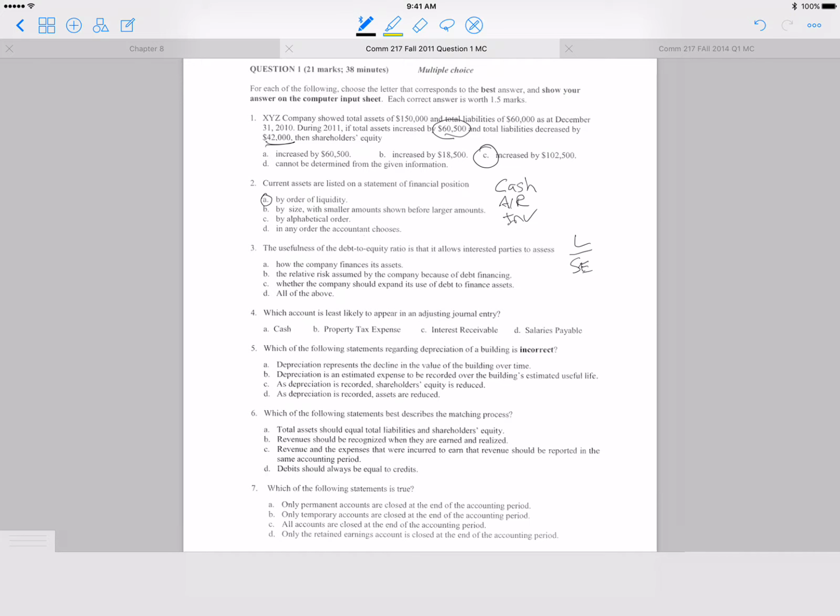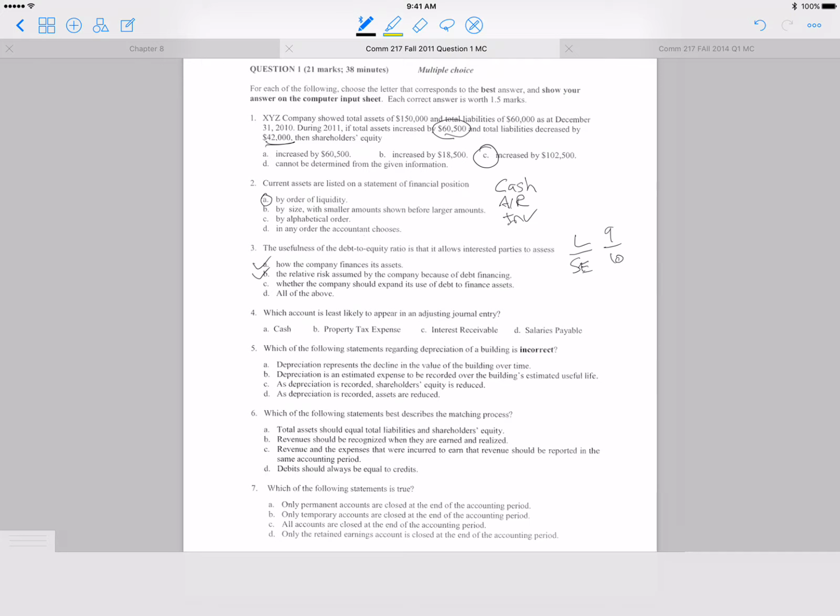So that's true because that's what the ratio definition is. B, the relative risk assumed by the company because of debt financing. Well, that's true because if your liability is high, so let's say your shareholders' equity was 10 and your liabilities were 9, this could show you that you're financing way too much and you don't have that much equity that you'll be able to decrease your debt by. So that's true. We said A was true.